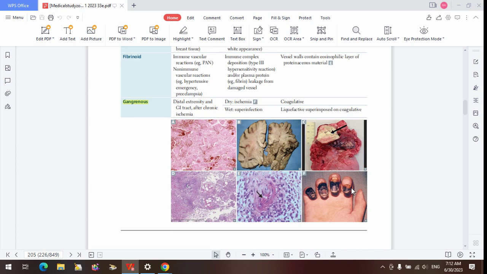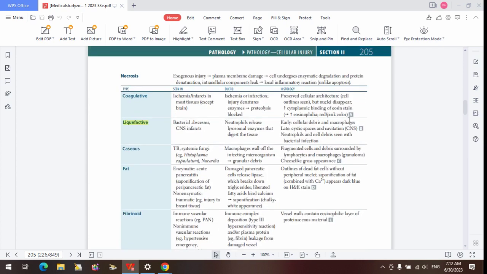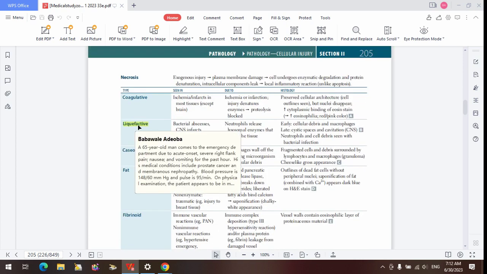Okay. So the ischemia first, then the organism finds a way. Exactly. So when the organism finds its way, you call that super infection or wet gangrene. So you can see liquefactive necrosis superimposed on coagulative necrosis. Completely. So let's look at these two questions.